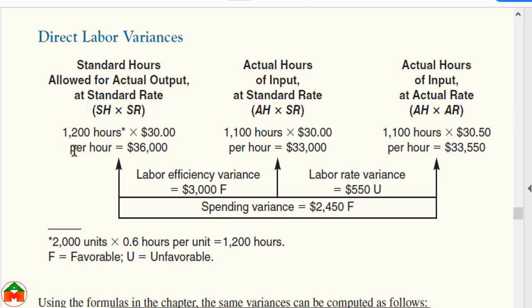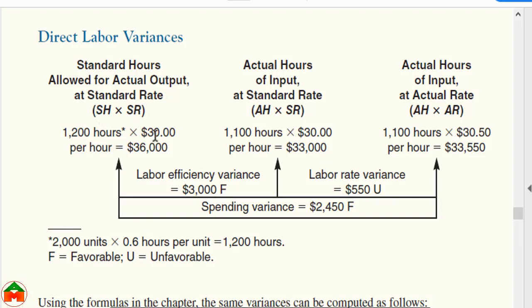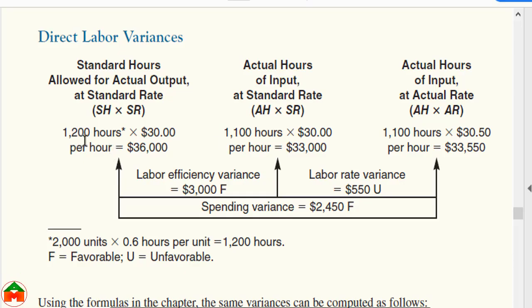So from the question we have to find out the standard hour. The labor hour is 0.6 hour per unit. We have to multiply 2,000 by 0.6 hour to get the labor standard quantity, that means the standard labor hour. So if we multiply 2,000 with 0.6 hours, we will get the standard labor hours, 1,200 hours, and the standard rate is $30. If we multiply this 1,200 hours with $30, we will get the amount 36,000.